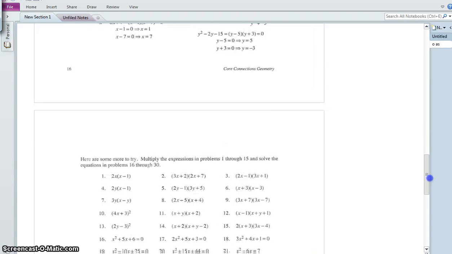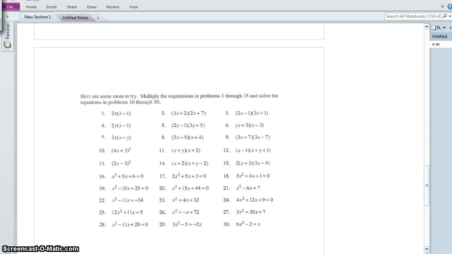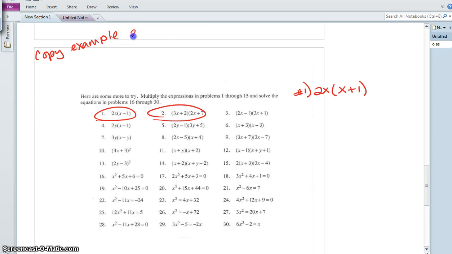So let's go ahead and apply that to number 1 and number 2. So when you format your take-home for this week, start by copying the example exactly as it appears. Two x times x is 2x squared. 2x times 1 is 2x. And here's the result.